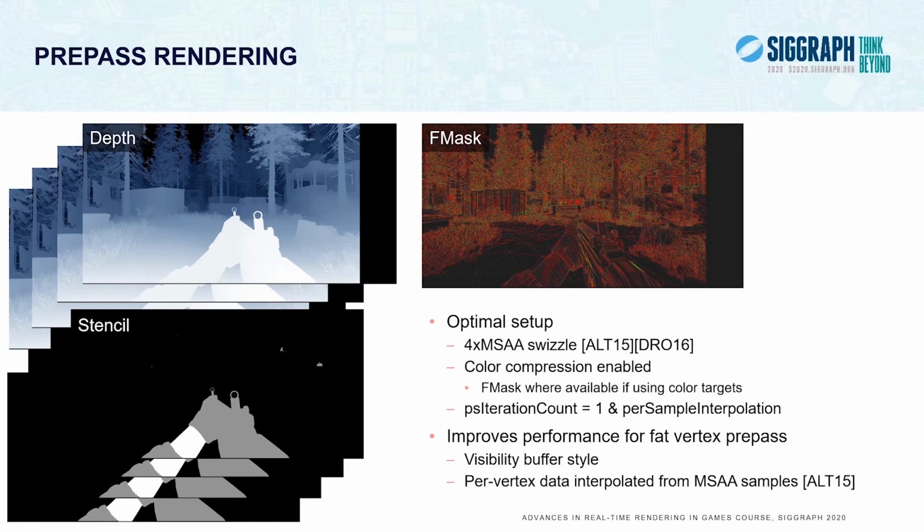For optimal setup, use 4x MSAA swizzling with color compression enabled. Make sure that the pixel shader iteration count is set to 1, and set interpolators to use per sample interpolation mode in order to precisely match sample positions with regards to the original non-swizzle target. Prepass performance will be significantly improved, which can be a huge boost for visibility-style rendering buffers where only per vertex data is needed. Later, per vertex data can be trivially interpolated from MSAA samples.